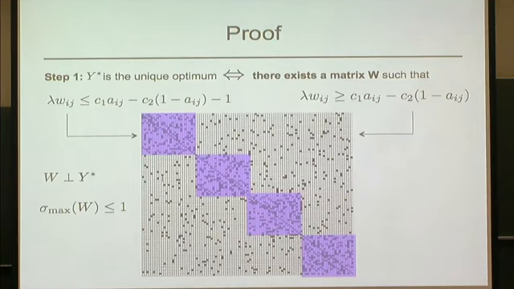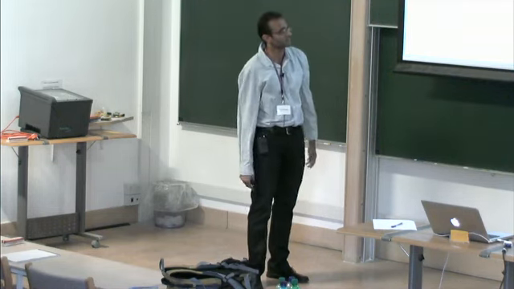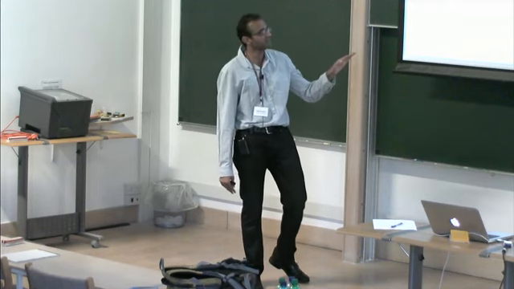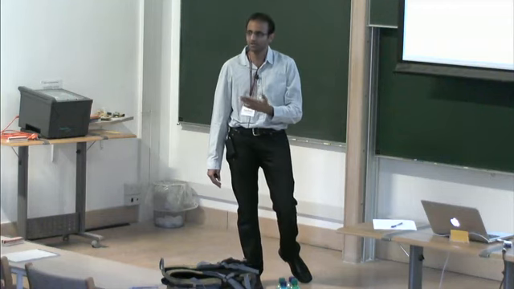Okay, which satisfies a bunch of properties, and essentially those properties are that within the true clusters, its value should be less than something that depends on A. Outside the true clusters, it should have a value which is bigger than something else that depends on A. And its maximum eigenvalue should be 1, and it should be perpendicular to the original cluster matrix. By perpendicular I mean that the rows and columns of W should be perpendicular to the rows and columns of Y star. Okay, so if you can find such a magic matrix W, then Y star is the unique optimum, and vice versa.